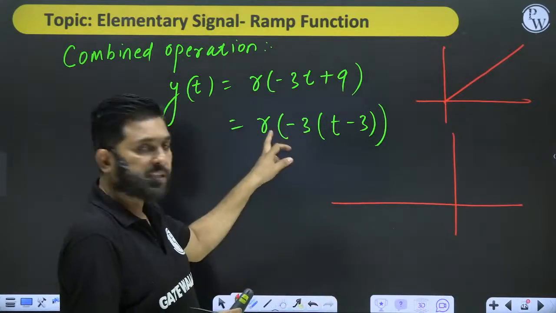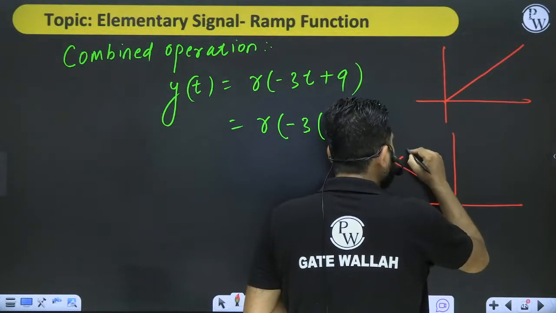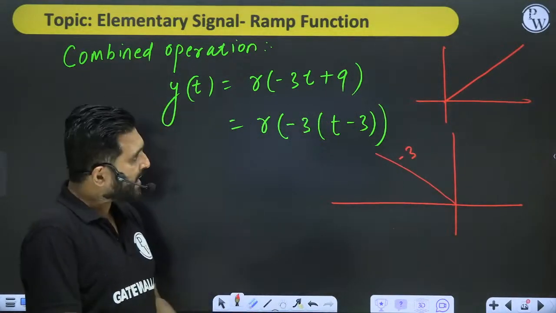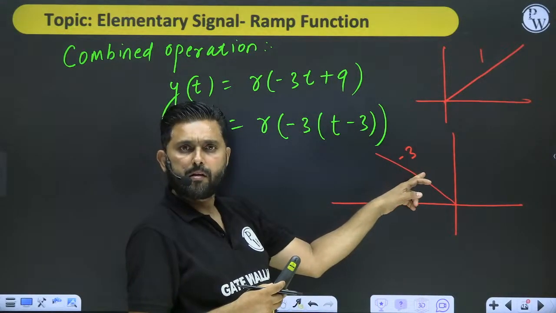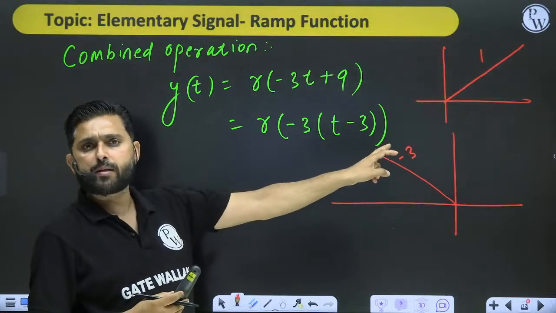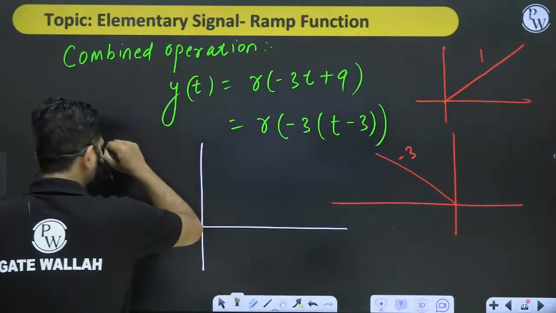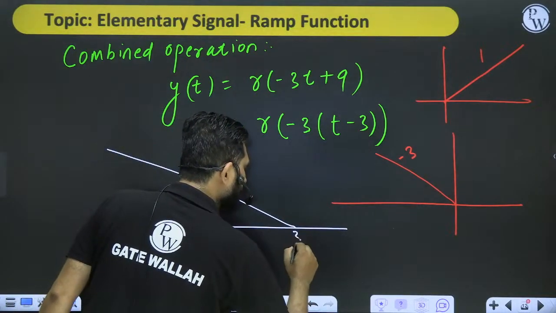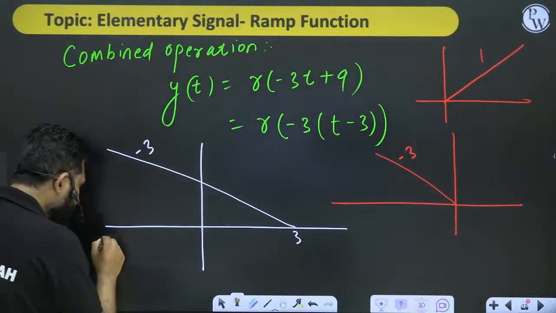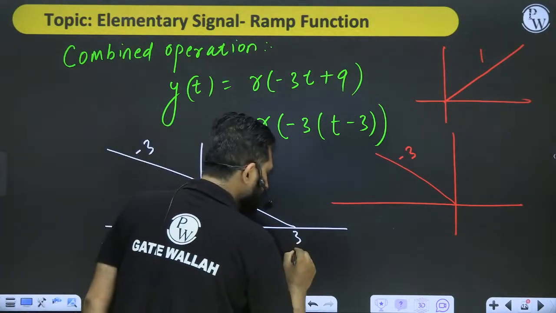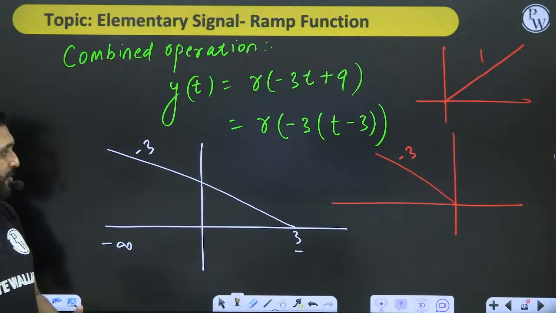First it will reverse it, and then it will change the slope to minus 3. Mind it, the slope earlier was 1, but now it is minus 3. And now you have to shift this towards the right by a factor of 3. This is the function I am calling this one. So what is the limit of this function? Minus infinity to 3, with a slope of minus 3.